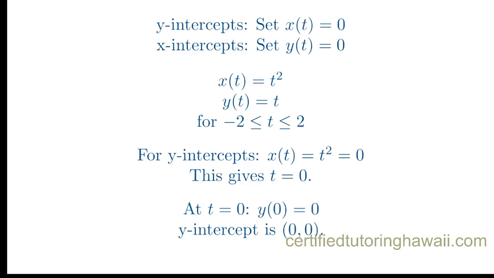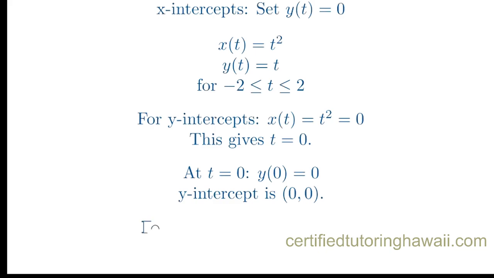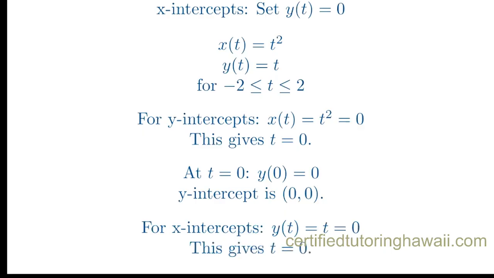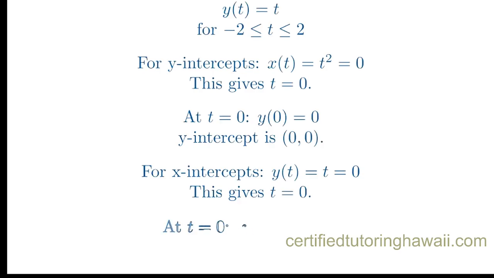Now, let's find the x-intercepts. We set y of t equal to 0. Setting y of t equal to 0 gives us t equals 0. This is the time when the particle crosses the x-axis. Again, we need the coordinates. We find the x-coordinate by plugging t equals 0 into x of t. At t equals 0, x of 0 equals 0 squared, which is 0. So the only x-intercept is also the origin, 0, 0.